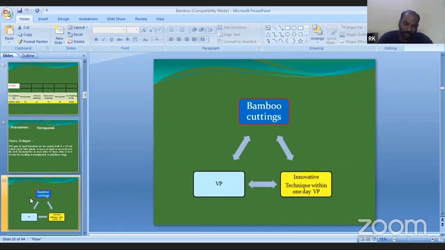So I put another way, that is an innovative technology: within one day vegetative propagation. How is it possible? Within one day we are raising the bamboo seedlings. How to do that? First we go for the innovative technique, and within one day we produce the bamboo seedlings. First we discuss that, then we go for vegetative propagation cuttings.